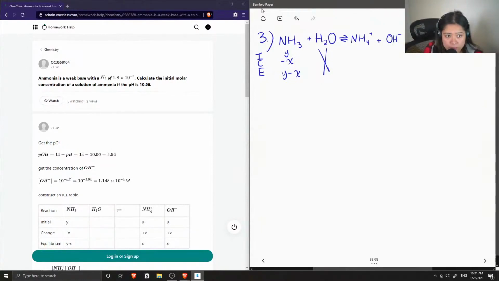And for NH4+, it has an initial concentration of 0. And the same thing with the hydroxide ion. They both start off as 0. And for the change in concentration, it's going to be positive X. And now at equilibrium, their concentrations are equal to X. And we were also given the Kb of this reaction. So Kb is equal to 1.8 times 10 to the negative 5.